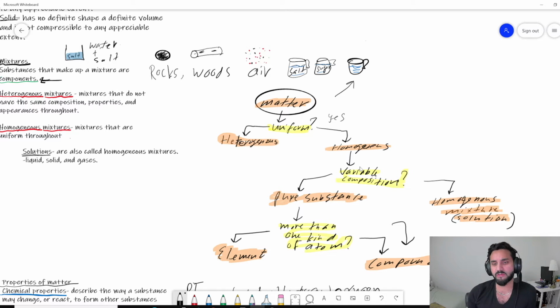So distilled water doesn't have variable composition. It's usually just water, and water is made up of hydrogens and oxygens, two types of elements. And the next question, when you go from variable composition to the next question, is it a pure substance? So the question is asked, does more than one kind of atom make up this solution?